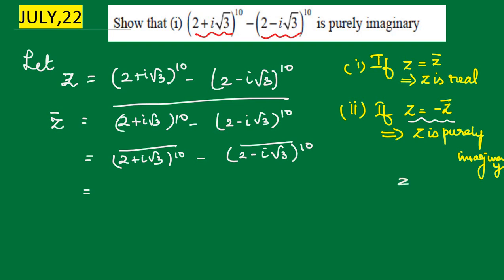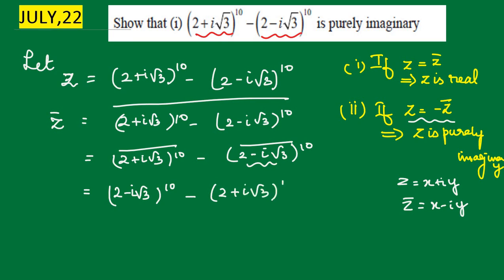Conjugate: we know if z is equal to x plus iy, then its conjugate z bar is equal to x minus iy. Therefore, this conjugate of (2 plus i root 3) whole power 10 can be written as (2 minus i root 3) whole power 10, minus the conjugate of (2 minus i root 3) whole power 10, which can be written as (2 plus i root 3) whole power 10.